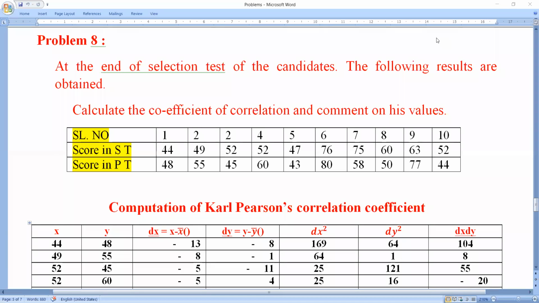They have given the values here. First of all, they have given the values of the selection test, and secondly they have given the values of the physical test. Serial numbers we are not considering as an X series or Y series.